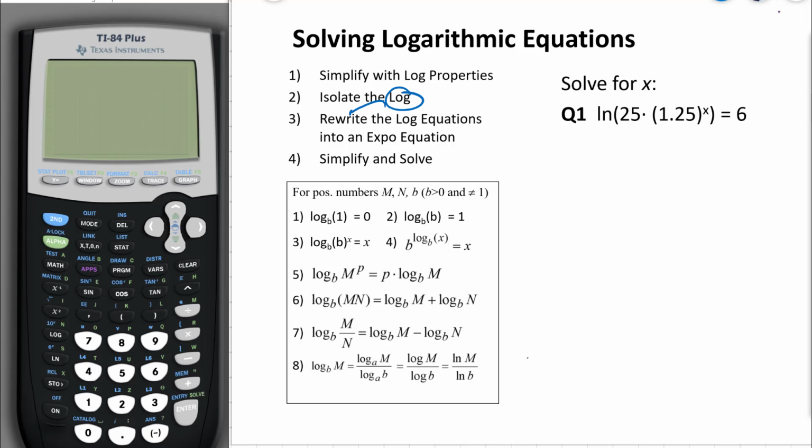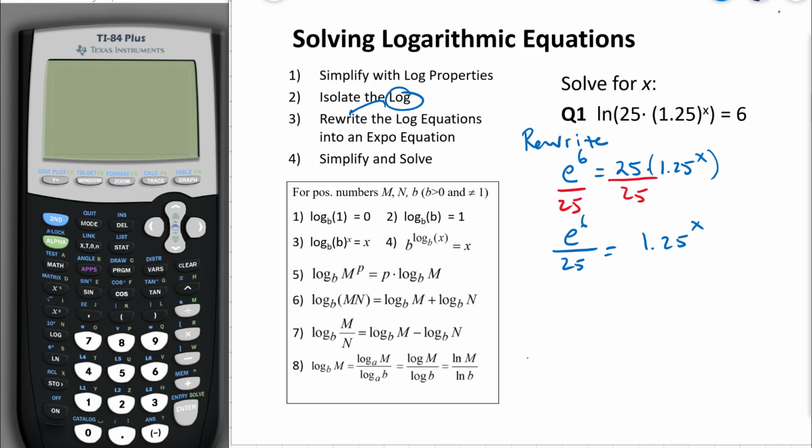It's a natural log, and I can immediately rewrite this equation. So 6 is the power. It's a natural log, so if I rewrite it as exponential, it has to be base e, to the 6th power, and it's going to be 25 times 1.25 to the x power. I'll just put parentheses here. And I can start working towards getting x by itself. So I'm going to divide by 25. e to the 6th over 25 is 1.25 to the x.